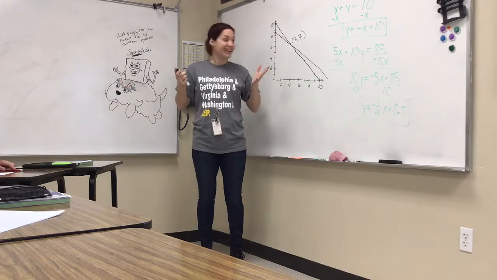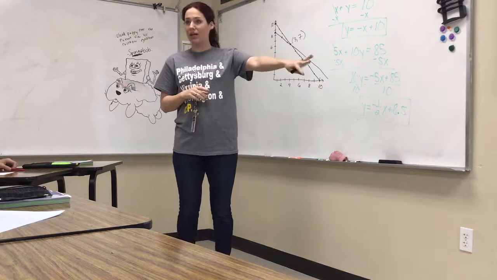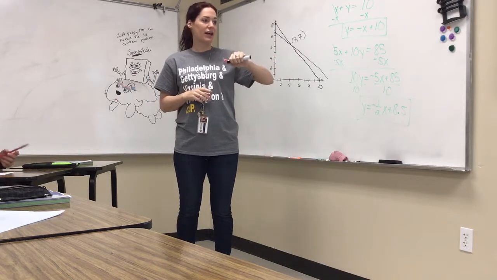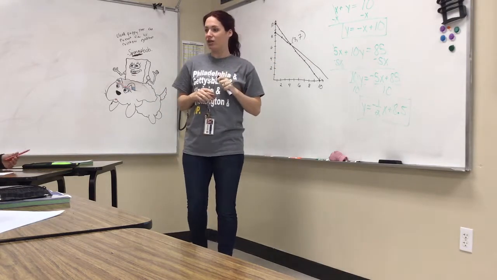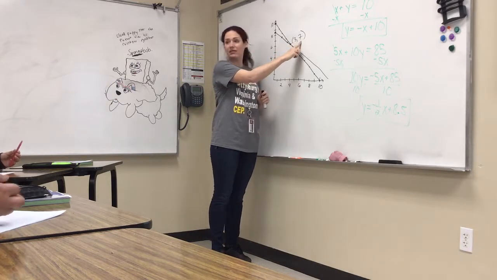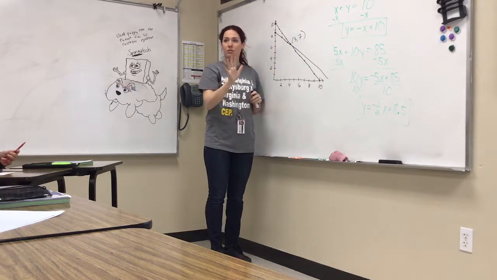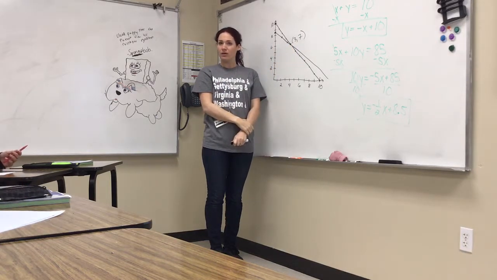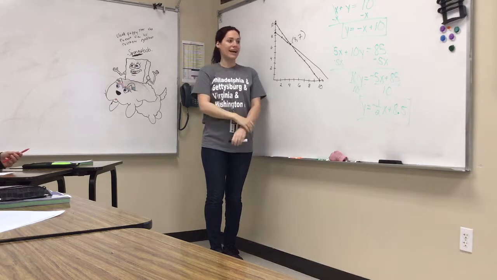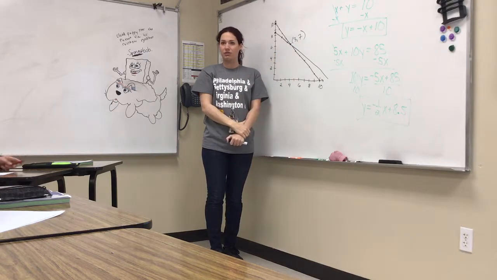Okay, so now we gotta figure out what this means. Because the question up here is, how many nickels and how many dimes does Manny have? So I need to put this into nickels and dimes. So is it 3 nickels and 7 dimes, or is it 3 dimes and 7 nickels? How are we gonna figure it out? I labeled it. How do I know what X is and what Y is? What does this mean and what does this mean? How do I get this figured out?